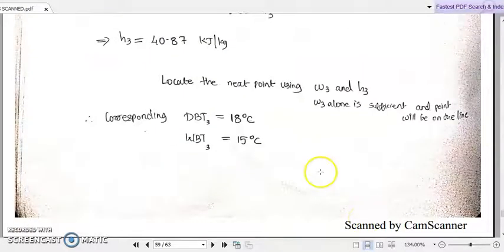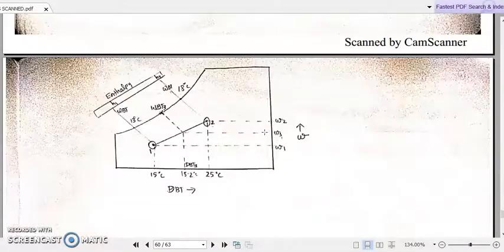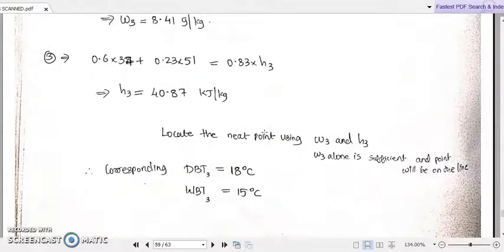After locating that intersecting point by using omega 3 and H3, we can easily find the dry bulb temperature and wet bulb temperature corresponding to point 3. That will be around 18 degrees Celsius and 15 degrees Celsius. So that is our idea. All of you practice this problem, then only it will remain in your memory. So thank you.